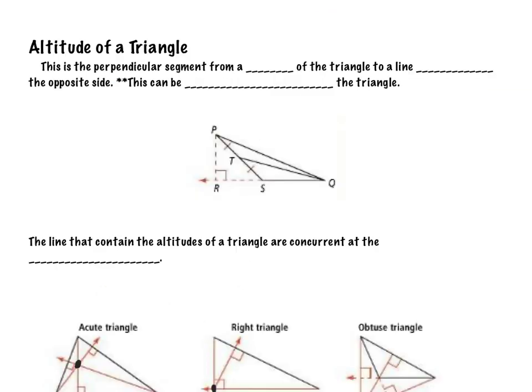Next is the altitude. So the altitude starts at the vertex. So it's a segment from a vertex of the triangle to a line containing the opposite side. So we'll talk about what that means as far as containing goes. So altitudes can happen inside, outside, or on the triangle. Inside, outside, or on the triangle, an altitude can be.